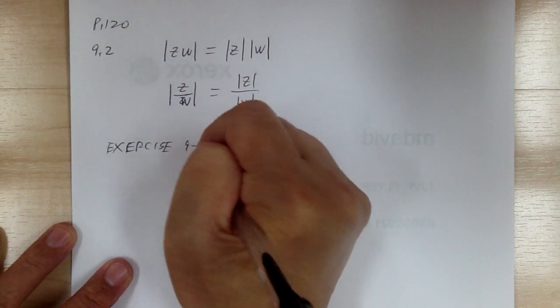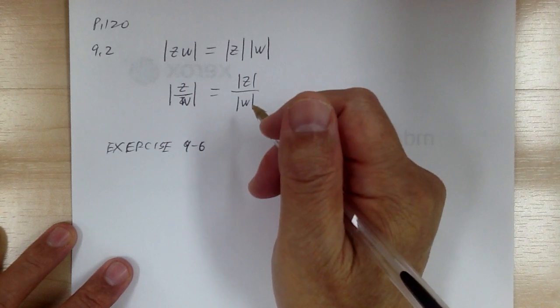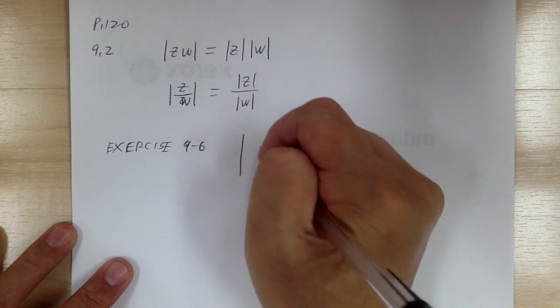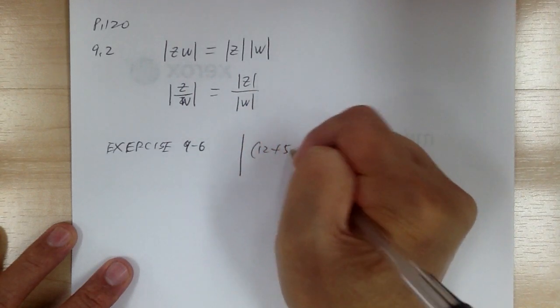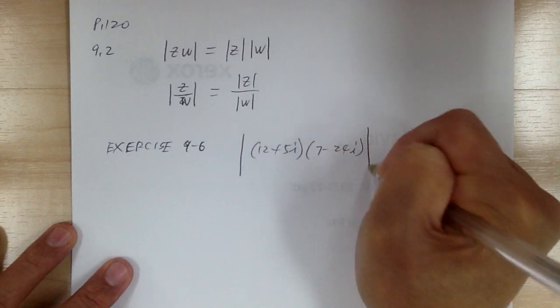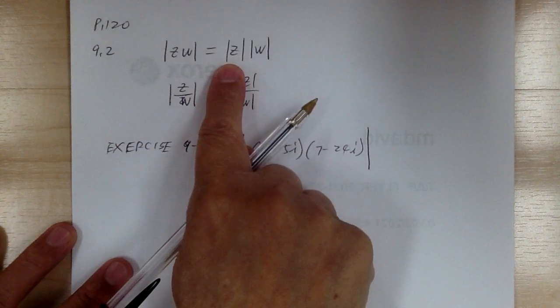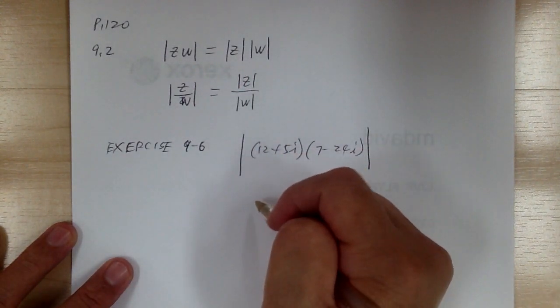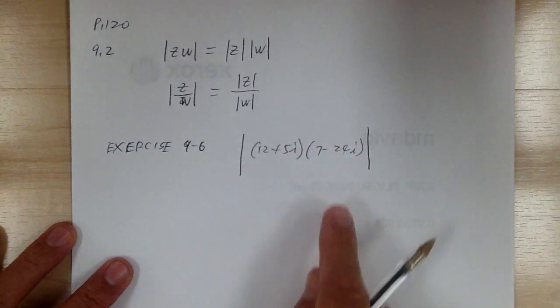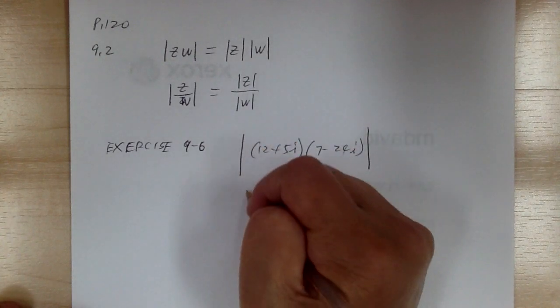Exercise 9-6. It says find the absolute value of the complex number. Okay, you've got 12 plus 5i times 7 minus 24i. It sounds complicated, but it's super easy. So again, you can apply that. So this is the absolute value of each one. So from here, basically what you want to do, instead of multiplying, is find the length first, because it's easier.